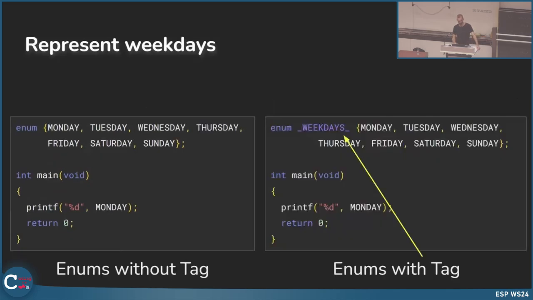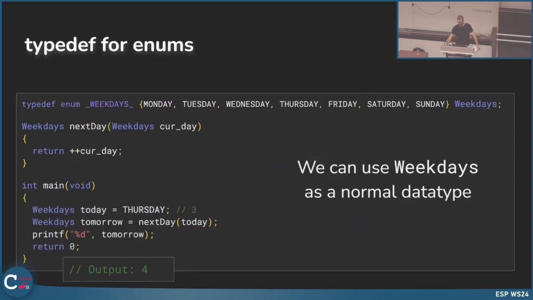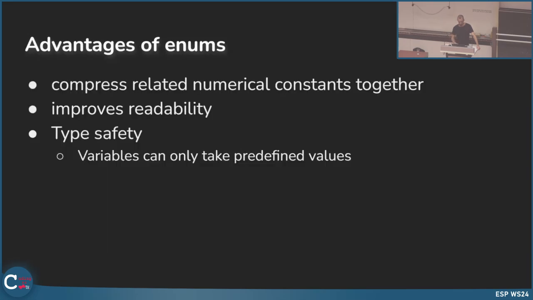All right, then let's come to our main topic. The advantages of enums, as I said before: it's very good to compress related numerical constants together. It very much improves the readability, and it's type safe, so the variables can only take these predefined values, which is very cool.